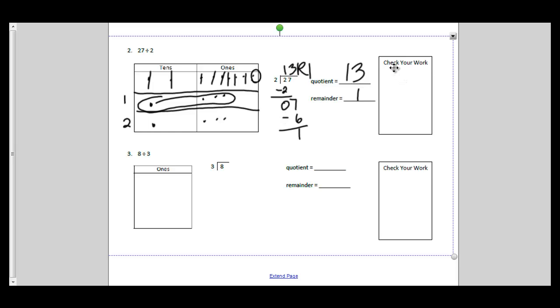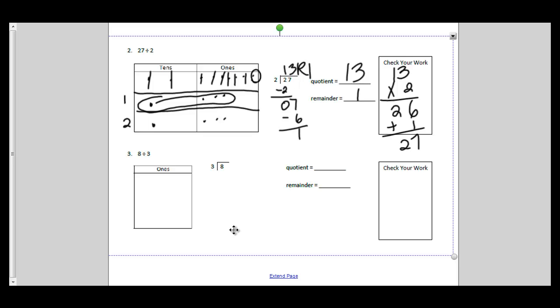So now I'm ready to check. You always use your answer. My answer is 13. I'm going to multiply that by my divisor, which is 2, and that gives me 26. And then I have to add my remainder, which is 1, so I get 27. So since my original number I was dividing is 27, that tells me this is correct.